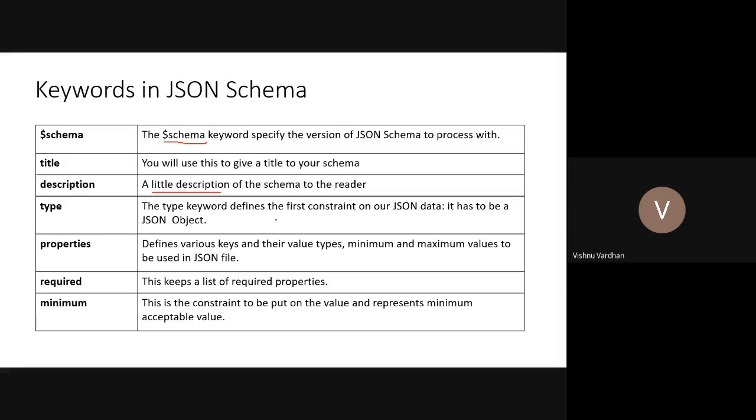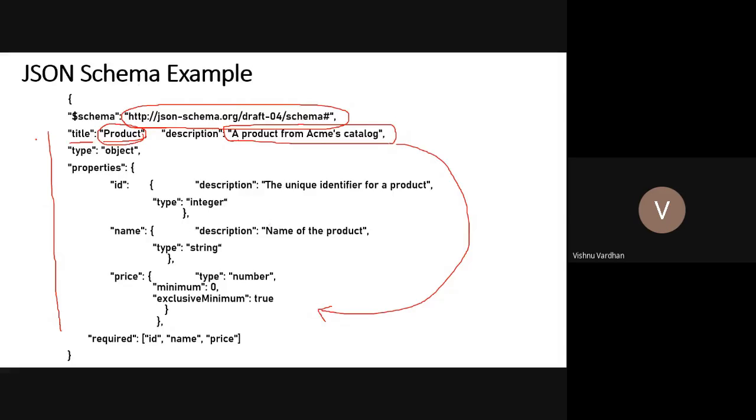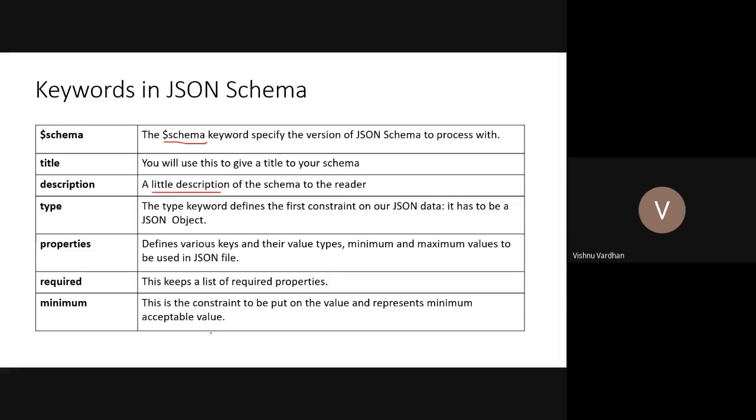Then type. The type keyword specifies the first constraint on our JSON data. It has to be a JSON object. Type means whether this is a JSON object or not, that you are going to define. So type is an object which is containing some properties like this. And those things we are going to define again, properties. Various keys and value pairs with minimum and maximum constraints.